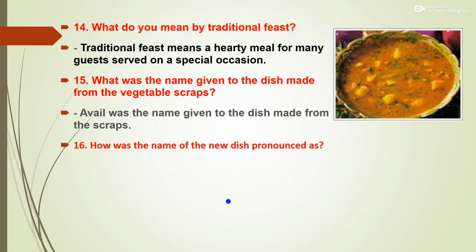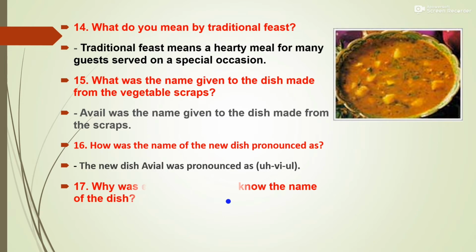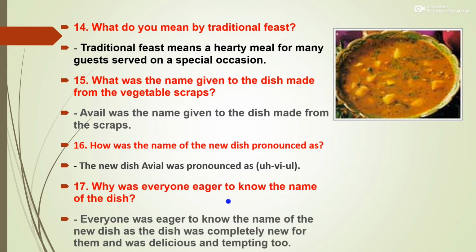How was the name of the new dish pronounced? The new dish was pronounced as Avial. Why was everyone eager to know the name of the dish? Everyone was eager to know the name of the dish as the dish was completely new for them and was delicious and tempting too. Tempting means attractive.